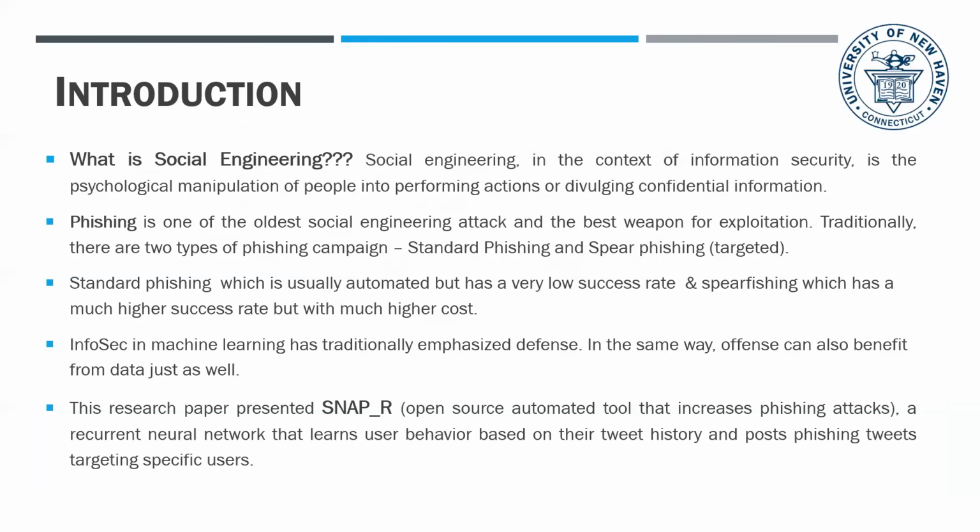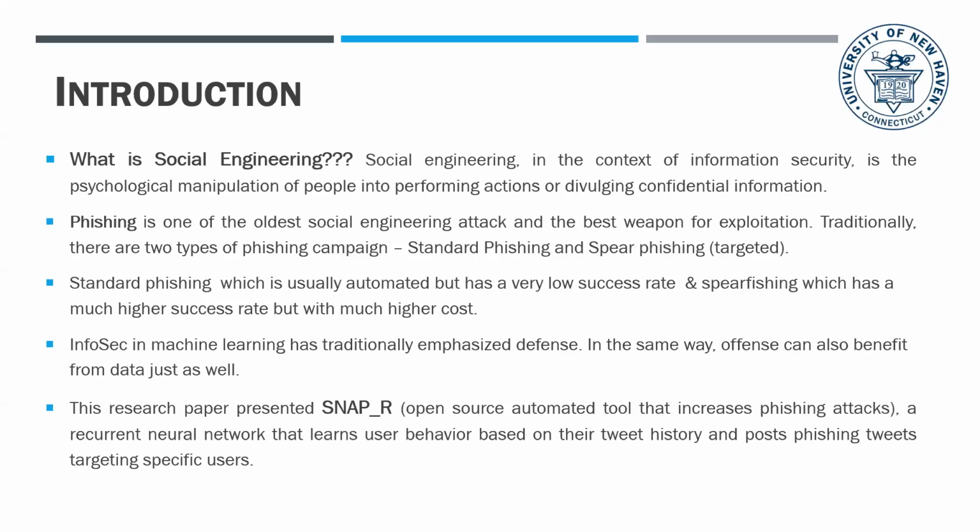So let's talk a bit about social engineering. What is social engineering? It is nothing but manipulating and tricking people to obtain their confidential information. The oldest and best social engineering attack is through phishing. We all know that there are two types of phishing attacks. One is standard phishing, and the other one is spear phishing, which is nothing but targeted phishing.